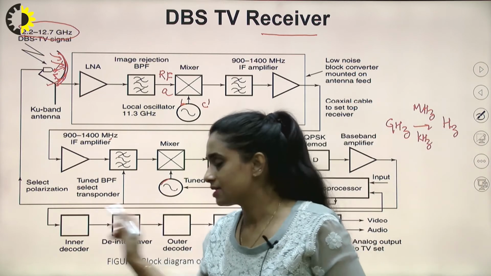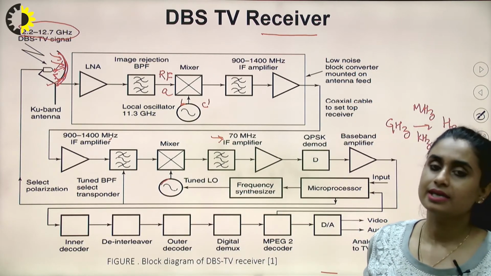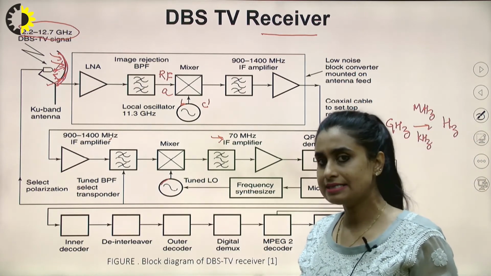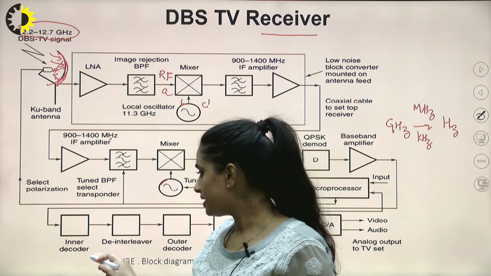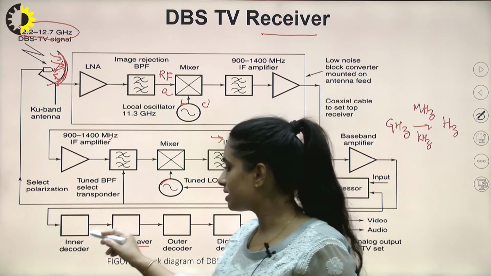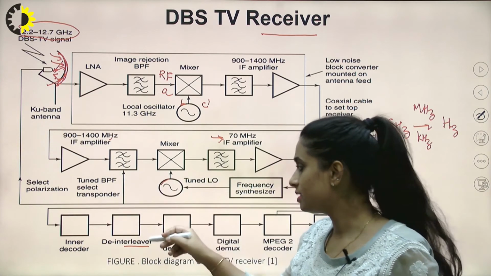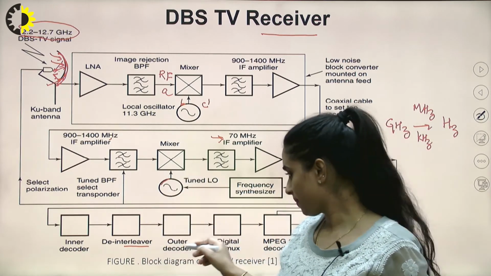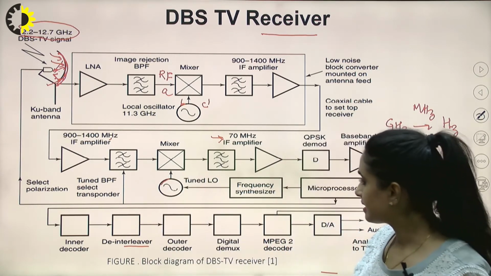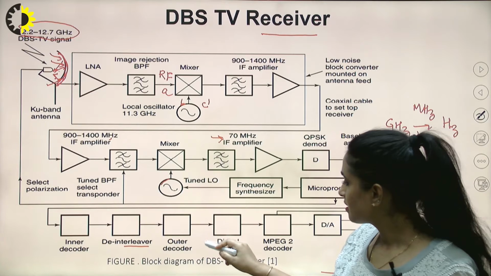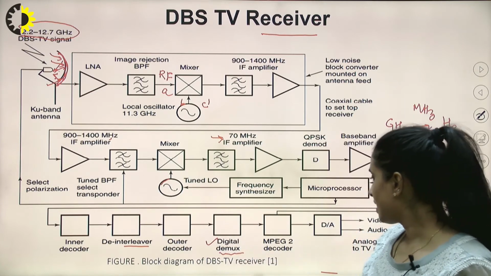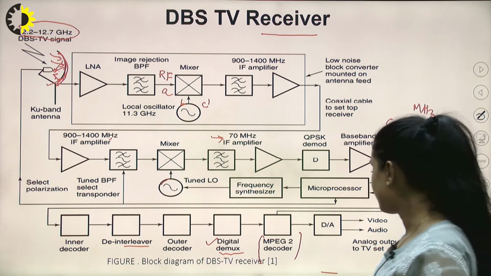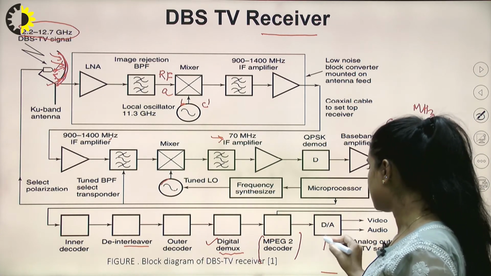And then for signal correction and for security purposes, compression, decompression, security, all these things are applied through the inner decoder and de-interleaver, because initially coding and interleaving occurred at the transmitter, so we perform the reverse of it. Then we have the outer decoder. Then after demodulation, we perform demultiplexing. And this is for the video signal, the MPEG-2 decoder. And finally, digital to analog conversion.